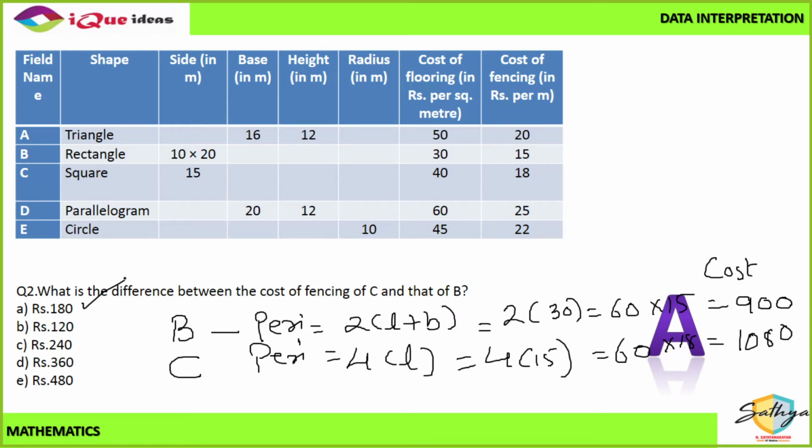Hopefully this was also easy. Everybody should have got this one also. It's just a matter of understanding how to find out the perimeter of two shapes. One is a rectangle and the other is a square. For a rectangle, 2 times (length plus breadth), and for a square, 4 times length. Did everybody understand that one?